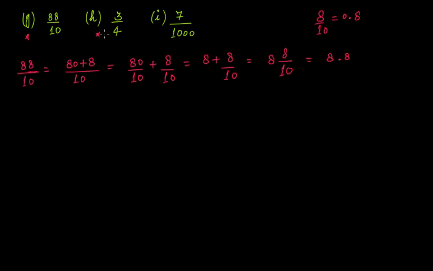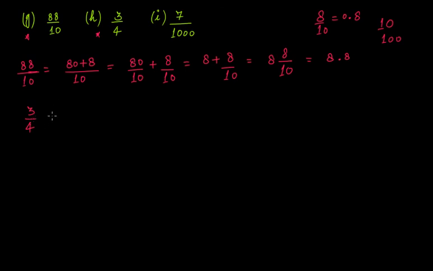Let's look at this one, that is 3 over 4. It is a single digit number. Think of 10. Can we write an equivalent fraction of 3 over 4 in a way that the denominator becomes 10? No way, because 4 is not a factor of 10, so we cannot write it in terms of 10. Then think of 100. Can we write an equivalent fraction of 3 over 4 in a way that the denominator becomes 100? Yes, we can.